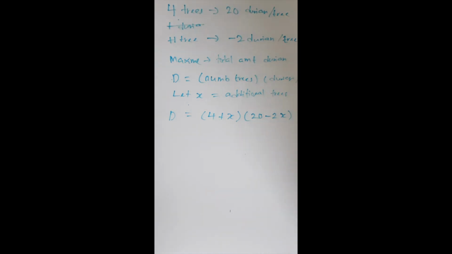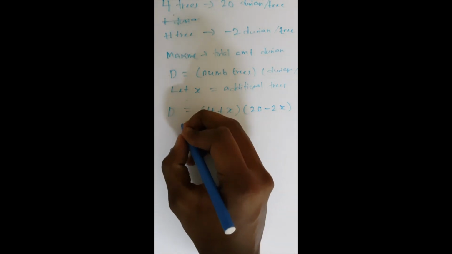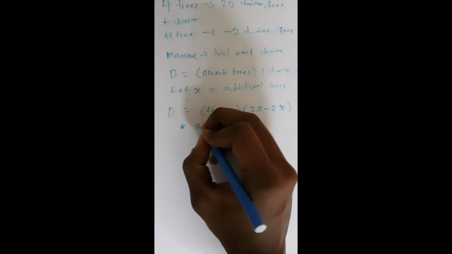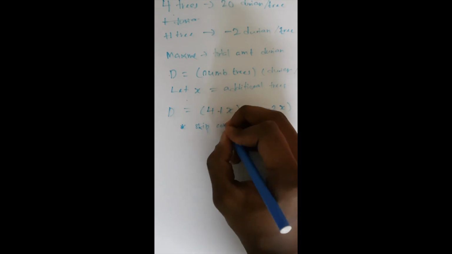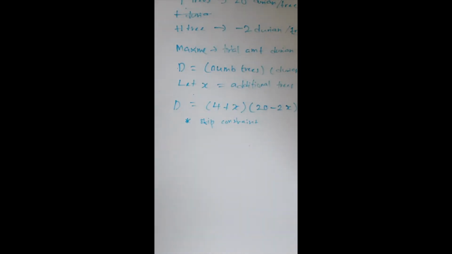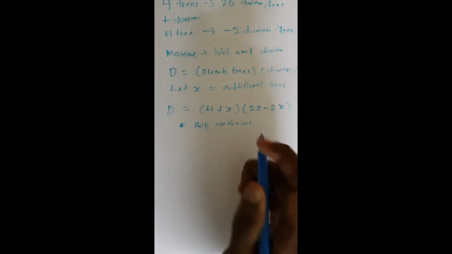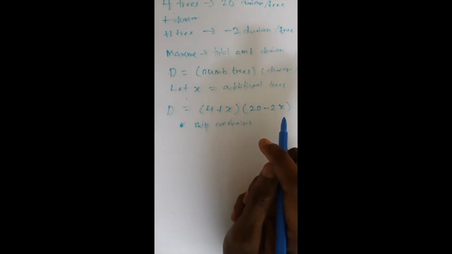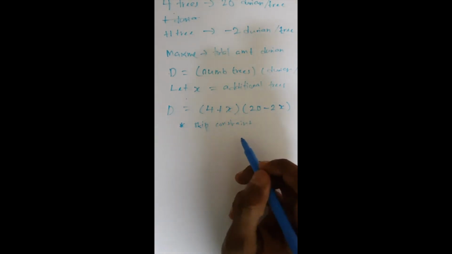Now in some questions we have a constraint. In this question we're going to skip the constraint. That's because we already have the equation in one term, which is x. We don't have a second term here, so we don't need a constraint from that.